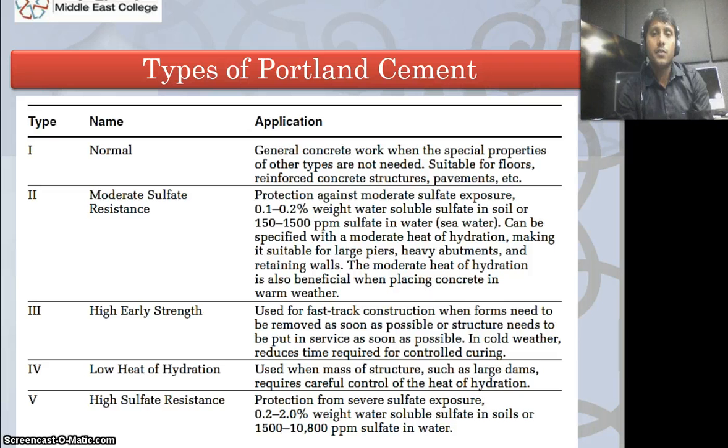So these are the types of Portland cement. You can read clearly and understand this. These are the normal Portland cement: moderate sulfate resistance, high early strength, low heat of hydration. These are different types of cement.